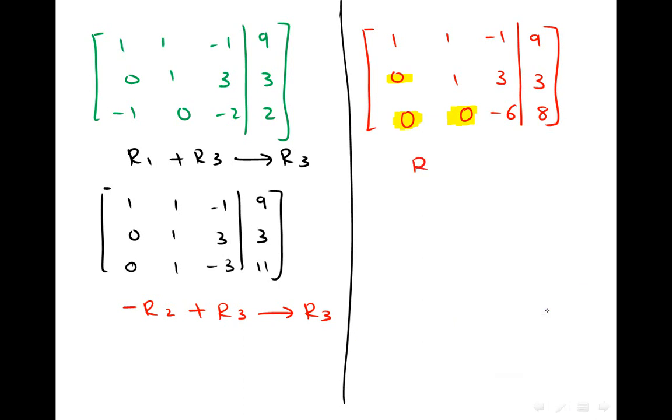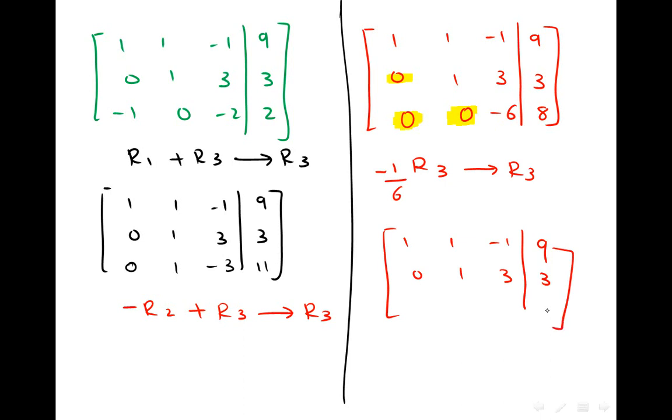say you have row 3. I want to make this one 1, so I will multiply it by negative 1 over 6. This change will be for row 3. Again, row 1 is as it is. Row 2 is again as it is. And row 3, 0, 0.